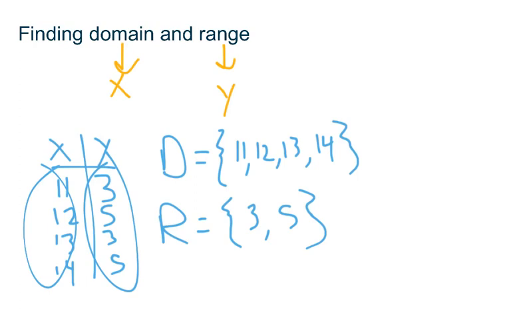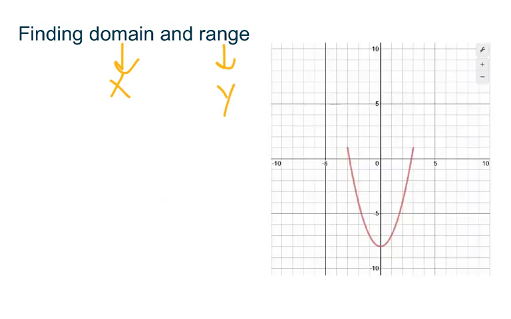All right, now if we have a picture, it's a little bit different. So let's take a look at this graph. Now, the same idea applies. Domain is X, which I'm going to use green for, and range is Y, which we'll still use yellow for.